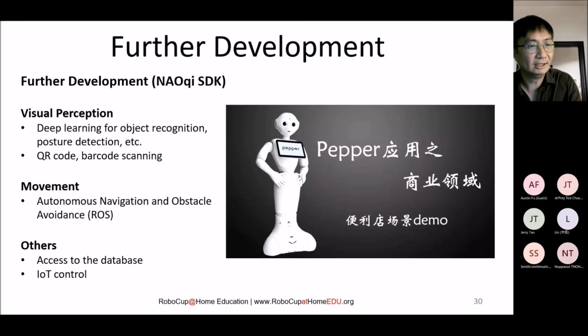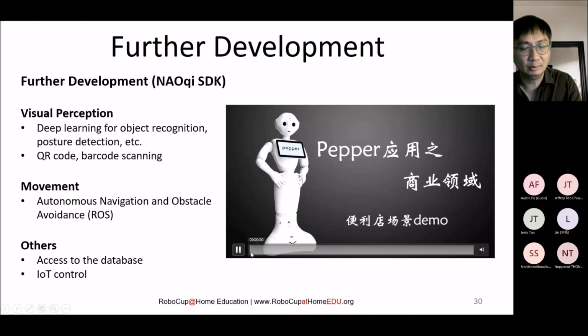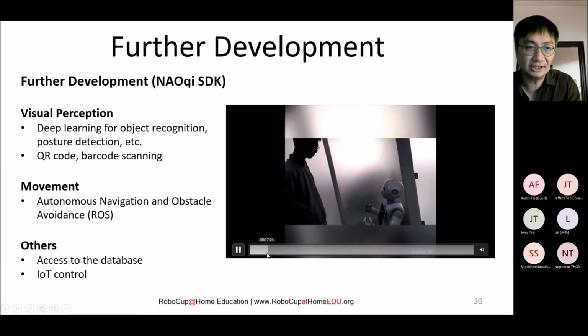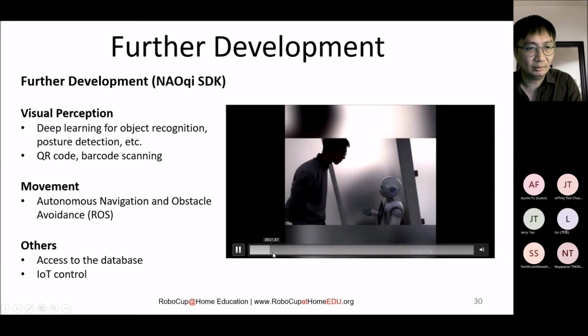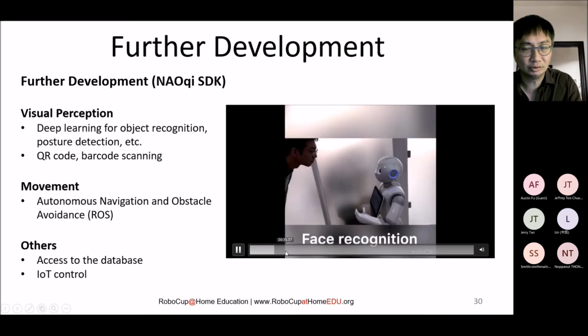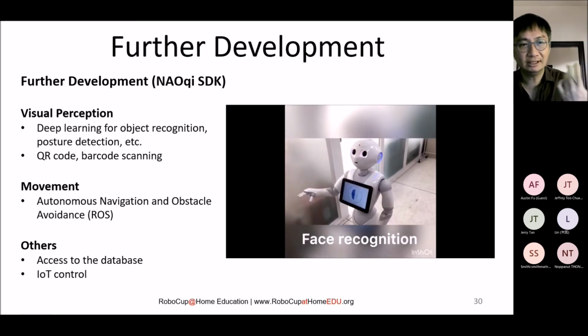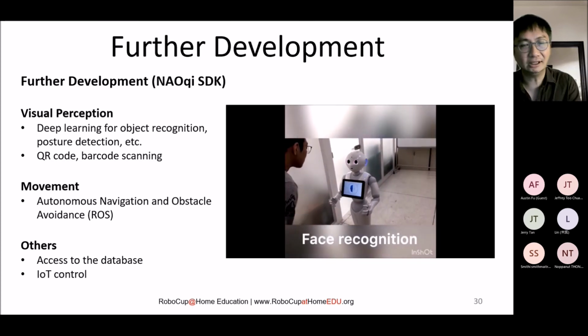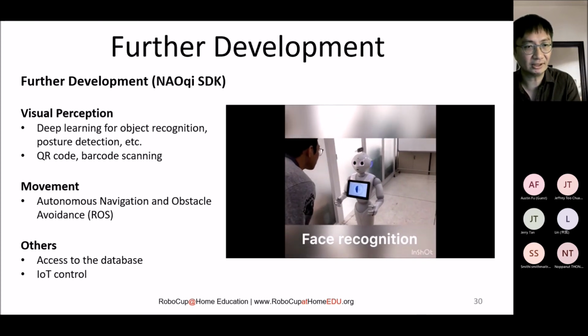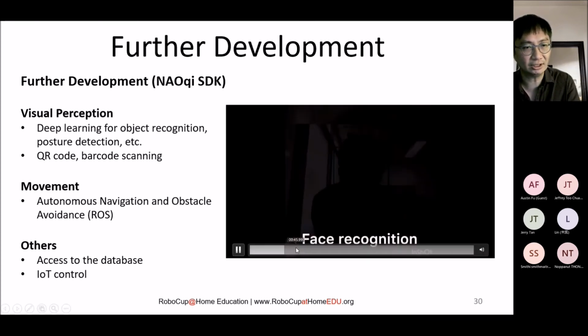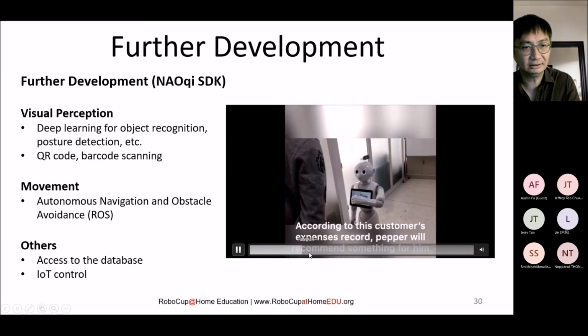Then we can make it go even further. For example, we have one example where we make Pepper a retail staff member. For example, in a convenience store, we can use Pepper as a store staff, and then customers can interact with Pepper. Over here, for example, we do face recognition to detect the person.